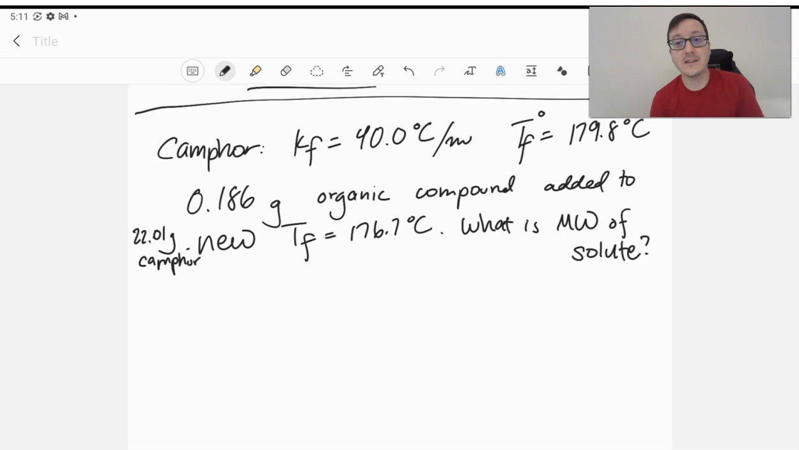Camphor originally melts at 179.8 degrees Celsius. And so if we take 0.186 grams of an organic compound and add that to 22.01 grams of camphor, we find that the new freezing point is 176.7 degrees Celsius. Let's see if we can use this information to determine the molecular weight or molar mass of the solute, this mystery organic compound. This would be a good place, if you're comfortable, to pause the video and resume it when you're ready to see the answer and the work.